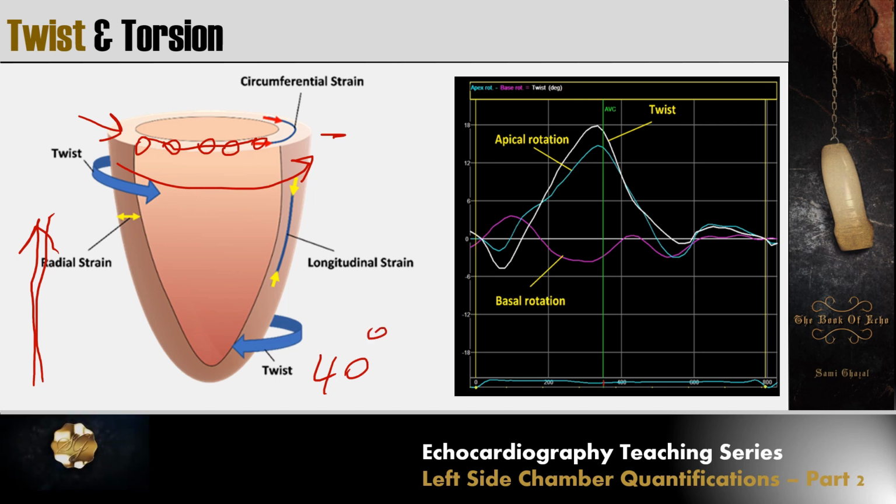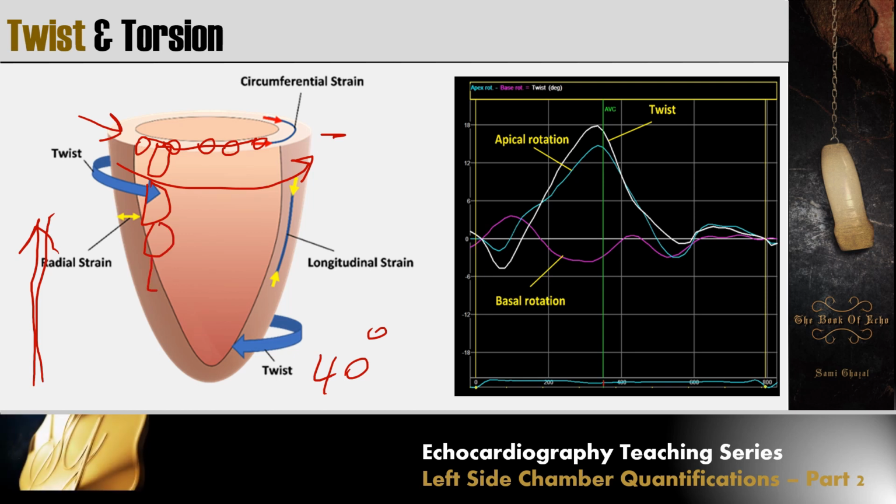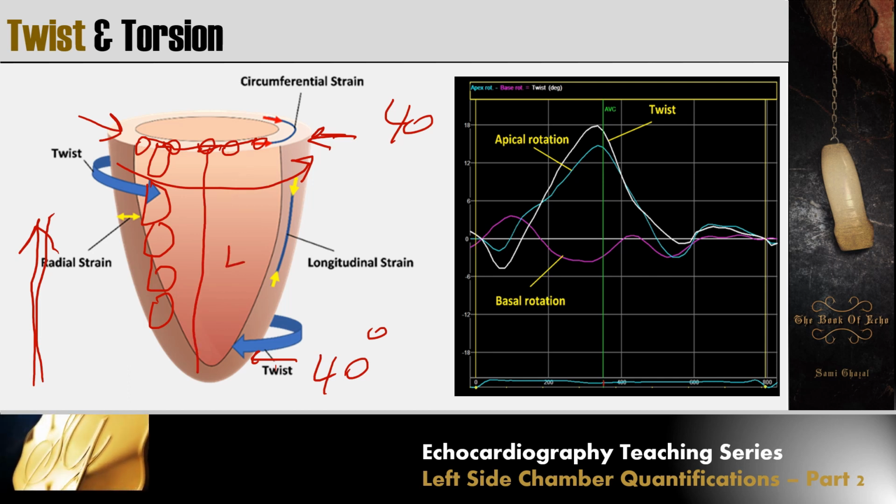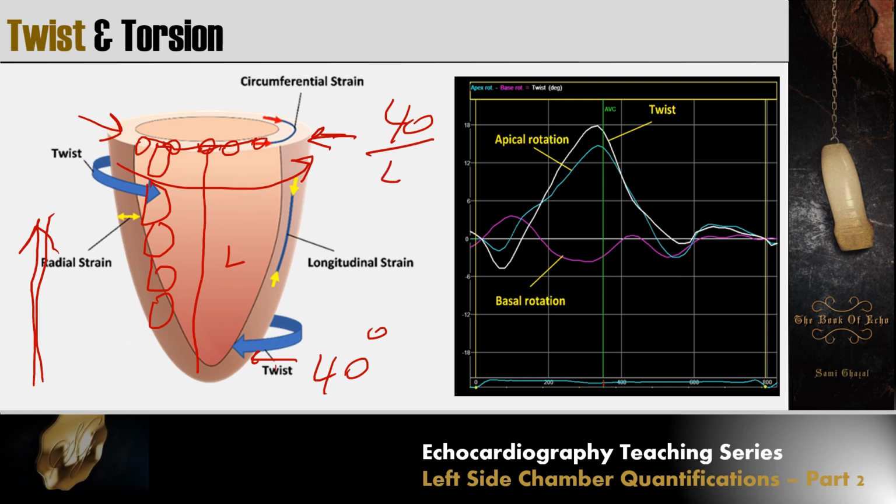This is the twist. Now if you want to know the degree of rotation for each unit of length, we will divide this 40 over the length between the base of the heart and the apex. So from here all the way to the apex, and we call it L. So 40 divided by L will give us torsion. And this is how we calculate the torsion.